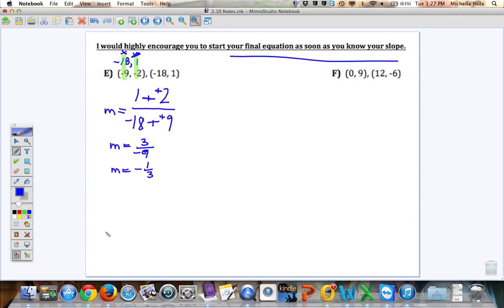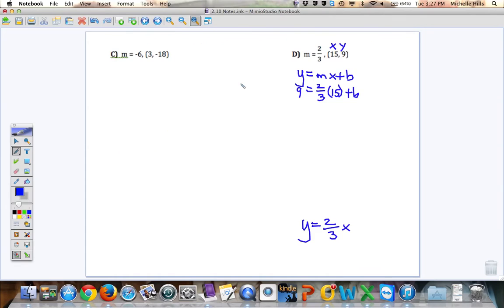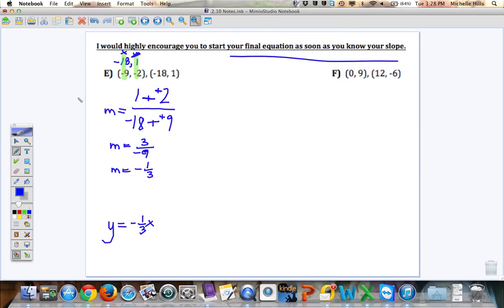As soon as I know my slope, I'm going to go start writing my answer. y equals -1/3 x. At this point, I'm going to go and do the work that I did the other day on the first part of 210. I'm going to take one of my points, and it doesn't matter which point. If I think -9, -2 looks easier to use than -18, 1, I'll use it. So I'm just going to do that.